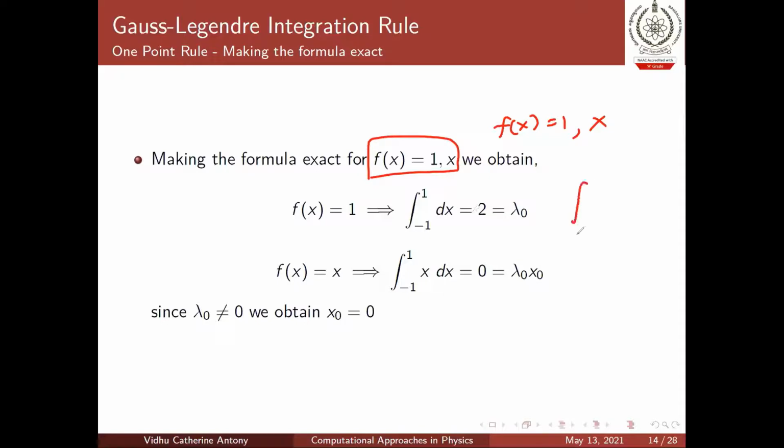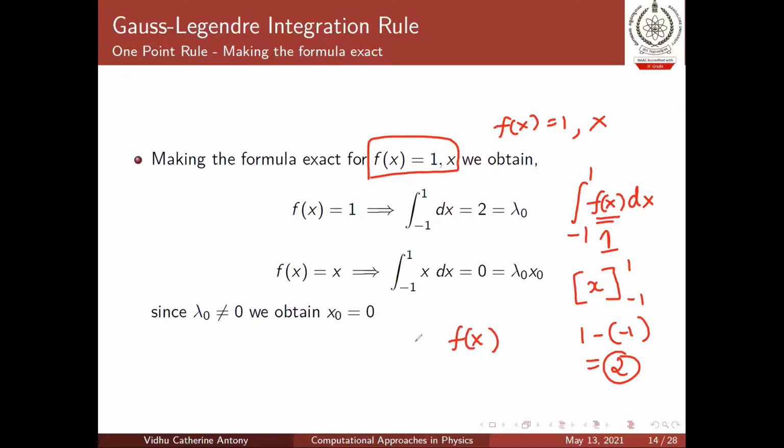So what do we get? Here, integral from -1 to 1 of f of x dx, where f of x is substituted as 1. When you integrate that, you get x, and you evaluate it from -1 to 1. So you get 1 minus -1, which is equal to 2. From your Gauss-Legendre method, you had lambda naught times f of x naught, and here f of x is 1. So 2 is equal to lambda naught into 1. That's how you get this part.